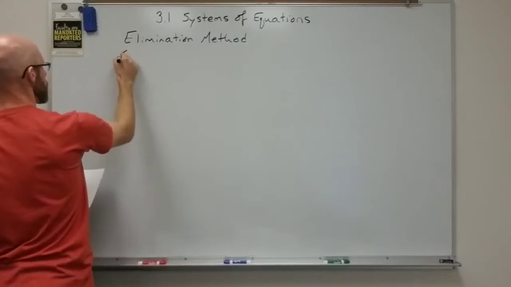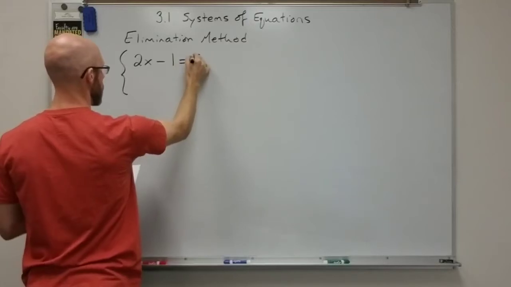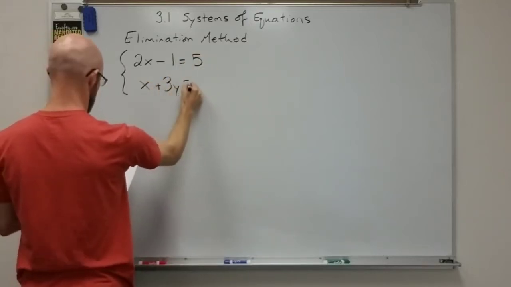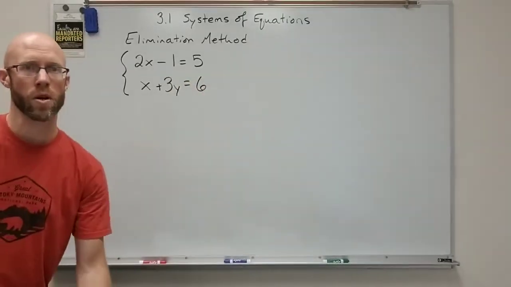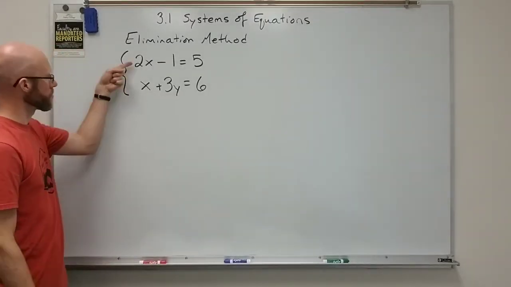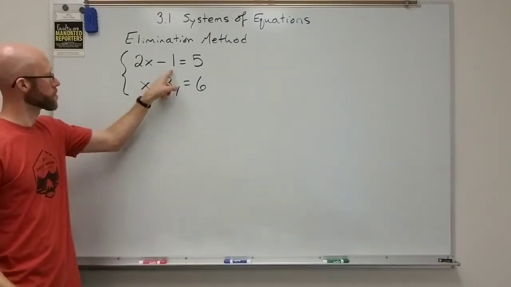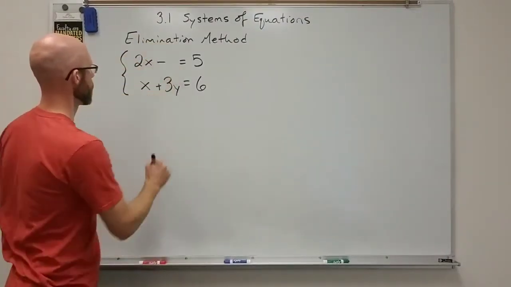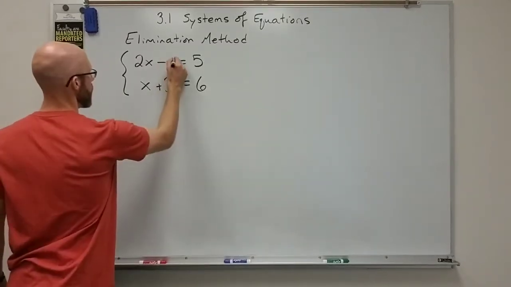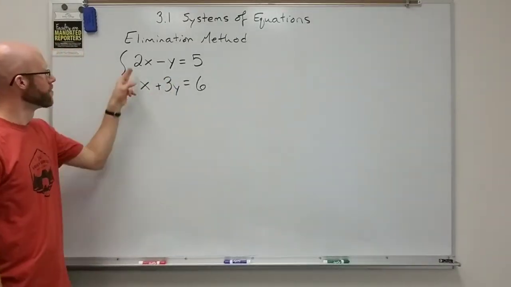Okay, this is one that we did in the previous video. So 2x minus y equals 5, and x plus 3y equals 6. Again, if I were to just add these straight up, nothing drops out. Oh, that's supposed to be a y. 2x minus y equals 5. Sorry, I wrote that wrong.